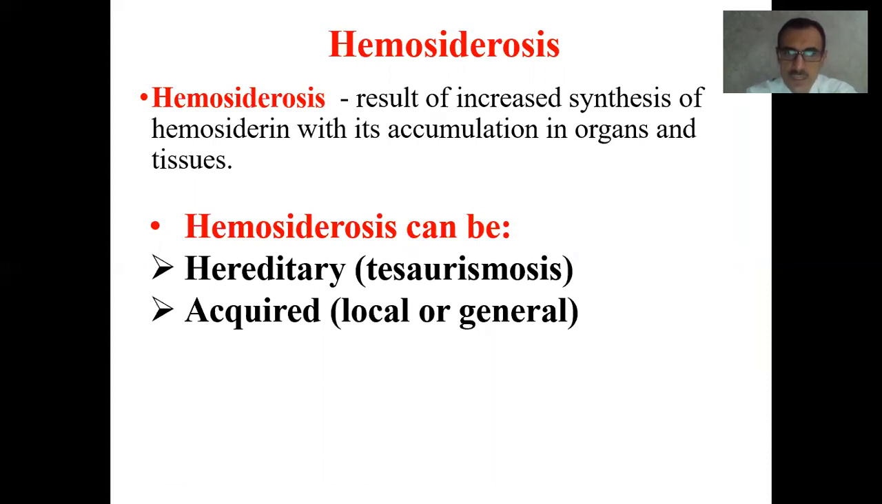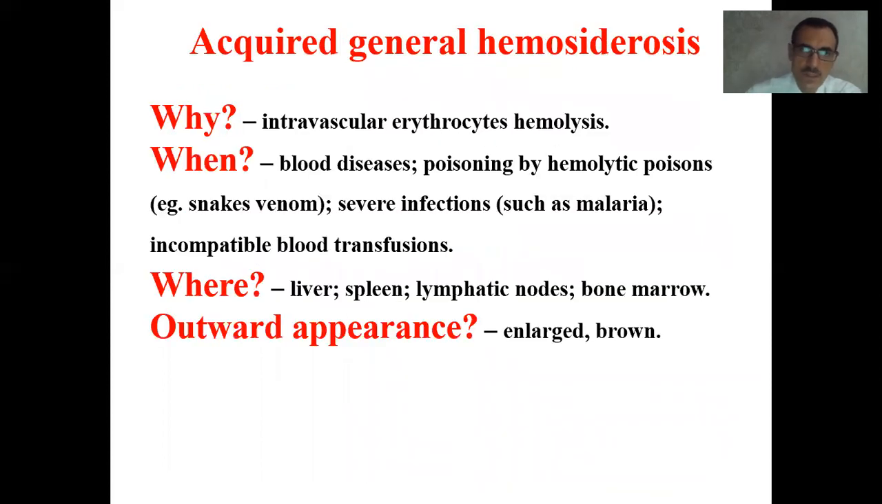Hemosiderosis can be hereditary, which we call thesaurismosis, or acquired, local or general. Acquired general hemosiderosis mainly presents with intravascular erythrocyte hemolysis during blood diseases, poisoning by hemolytic poisons such as snake venom, during severe infections such as malaria, and incompatible blood transfusions. It may be found in the liver, spleen, lymph nodes, and bone marrow. And the organs are grossly enlarged and brown.